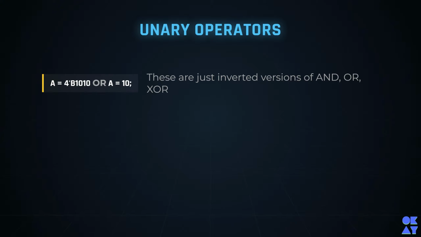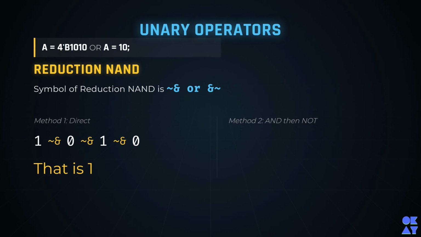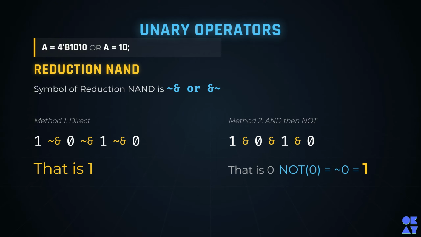Reduction NAND, NOR, and XNOR. These are just inverted versions of AND, OR, and XOR. Reduction NAND is not of reduction AND. Reduction NOR is not of reduction OR. Reduction XNOR is not of reduction XOR. Reduction NAND, method 1: reduction NAND of 1, 0, 1, 0 is 1. Method 2: 1 and 0 and 1 and 0 is 0. Now, not of 0 is 1.